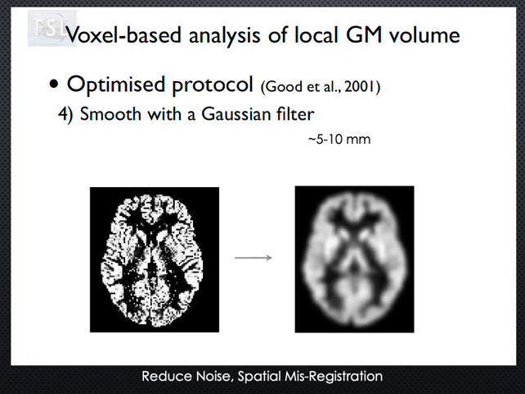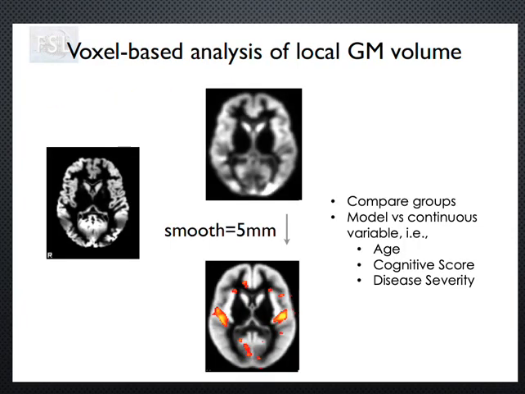And typically we use on the order of about 5 to 10 millimeters. The purpose of this is to first remove noise, but then also, since brains are not identical, we want to minimize any kind of spatial misregistration. And so the blurring helps to accommodate that. And then once we have all of our segmented, warped, and smoothed images, we take and do our statistical testing at the voxel level.